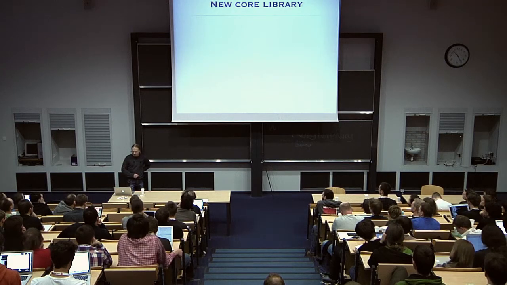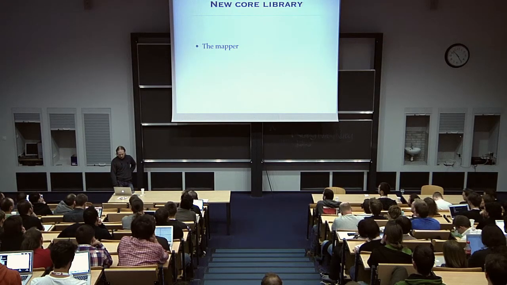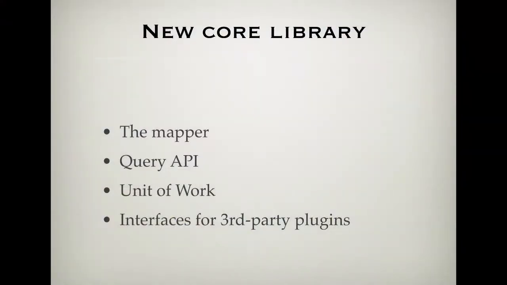We will have a new core library. Right now, DataMapper 1 also has a DM core library. Unfortunately, it's no longer tiny. There's a lot of stuff there. So the new core library will probably be much smaller. It will include the mapper, a new query API, which will be a simple wrapper around the Veritas API, unit of work, and interfaces for third-party plugins, so it's easier to extend DataMapper.